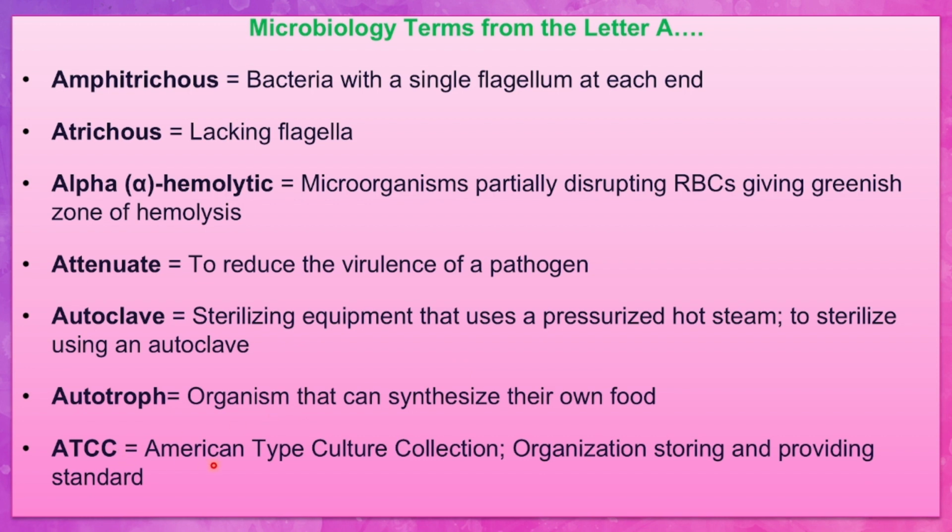ATCC. ATCC means American Type Culture Collection. Basically, ATCC is an organization that can provide some known species or some known types of cultures and cell lines. So one can order and purchase a known type of cell line or known type of organism having some unique characteristics. So the ATCC organization can provide the specific type of desired microorganisms. They store and provide the standard.